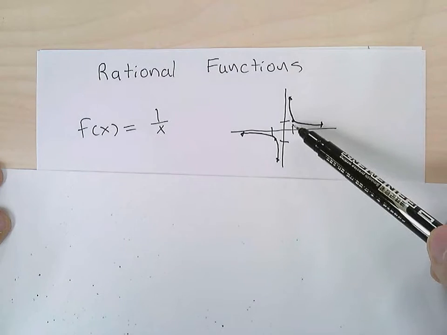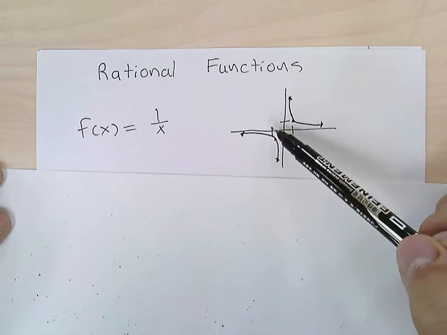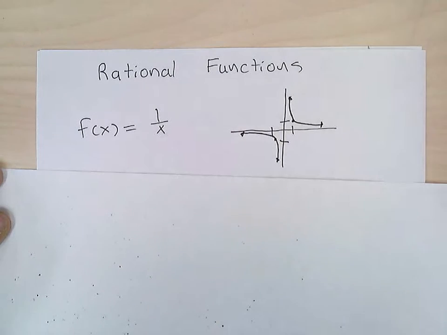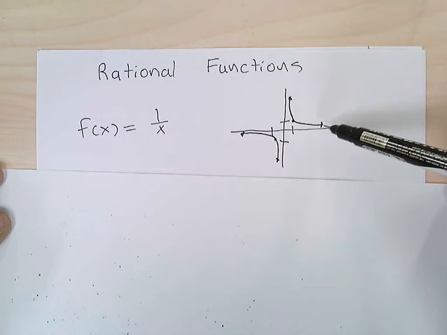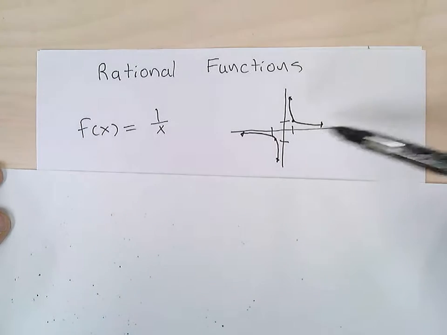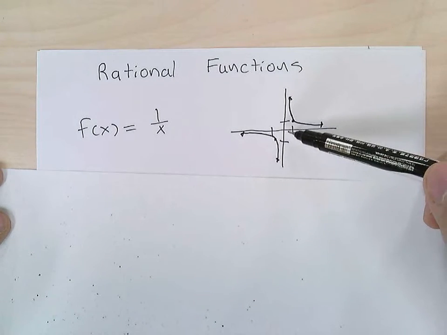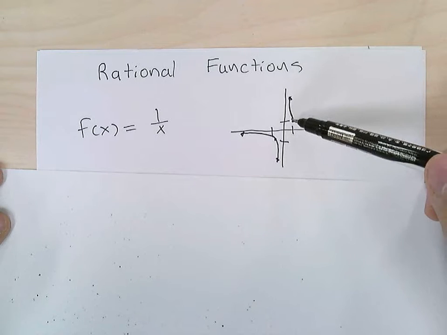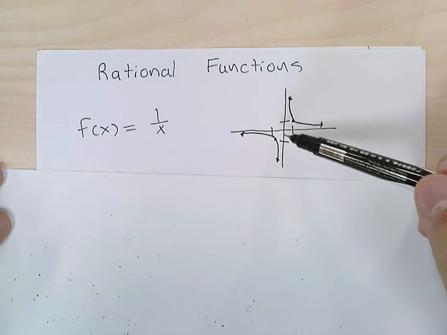If we put 1 in, x equals 1, y equals 1. When x equals negative 1, y equals negative 1. And as x gets very large, this equation will keep getting closer to the x-axis but never touch it. And same thing if x gets very small. And as x gets really close to 0, this is going to get bigger like this, and from this direction and from this direction here.